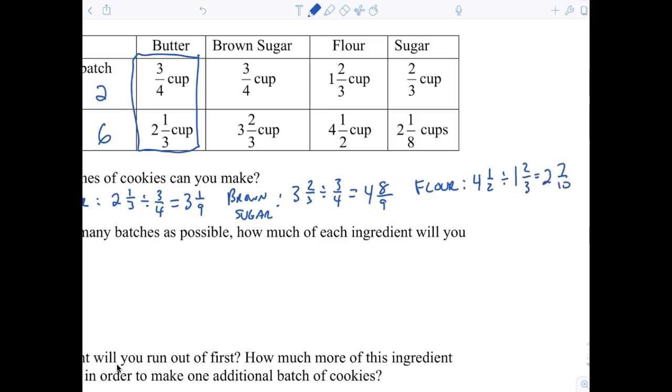And the last one I need is sugar. So how many is that going to be? Somebody tell me on that one. Tell me. 2 1/8 divided by 2/3. How much does that come out to be?